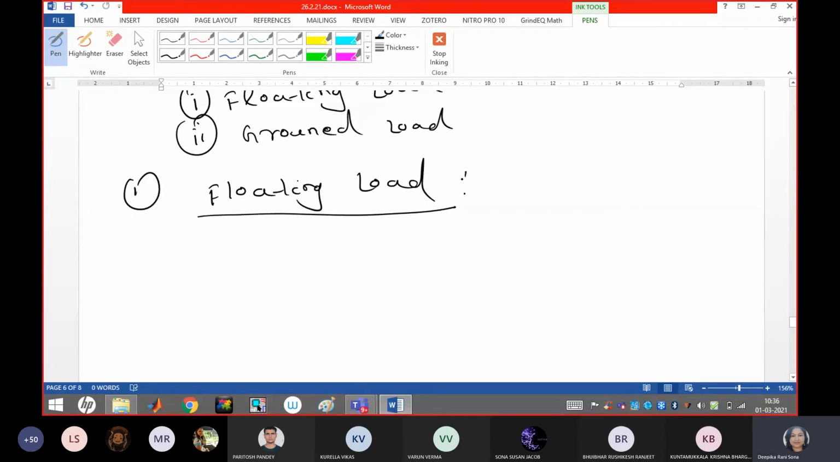V to I converter with floating load. Just look at the circuit, you can easily understand the concept. Instead of RF, I am using the RL in my feedback resistor. It means the load resistor I have connected in the feedback path and it is not touching the ground. It means it is in the hanging condition with the feedback path. That's why it is called a floating load.